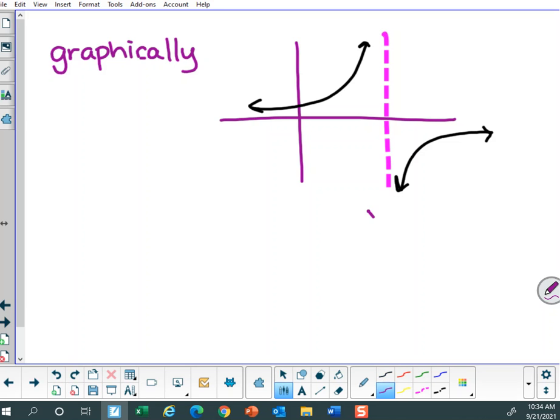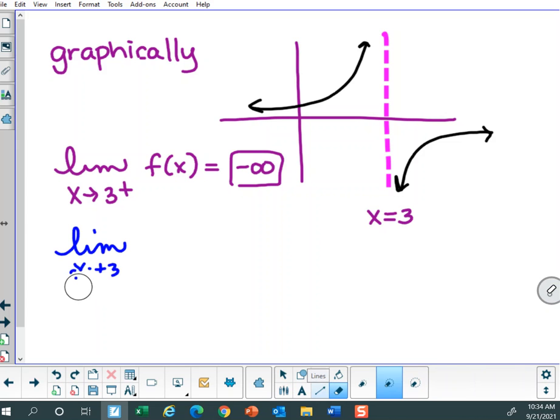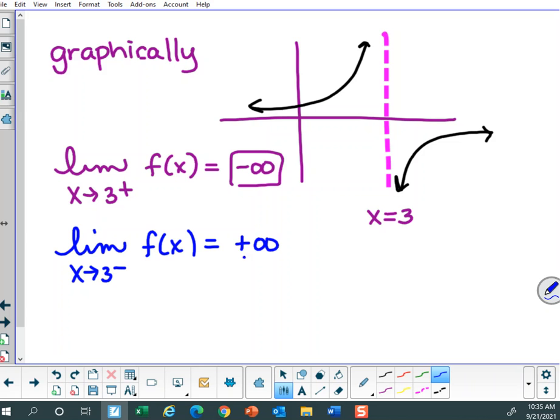And let's pretend for a minute that this is at x equals 3. I would say that the limit as x approaches 3 from the right on this particular function graph yields not in fact a limit, but a behavior of approaching negative infinity. Whereas if I was looking at the limit as x approaches 3 from the left of the function, I would say positive infinity.